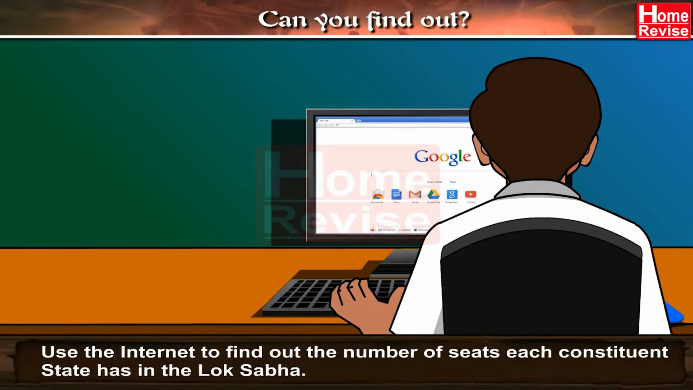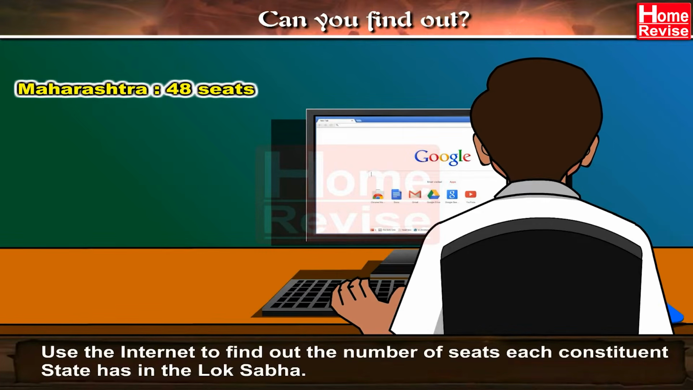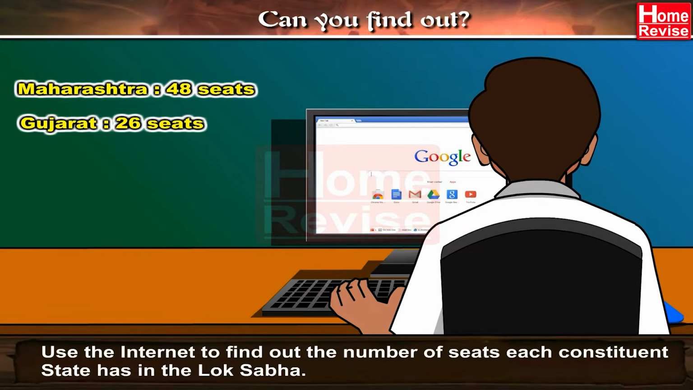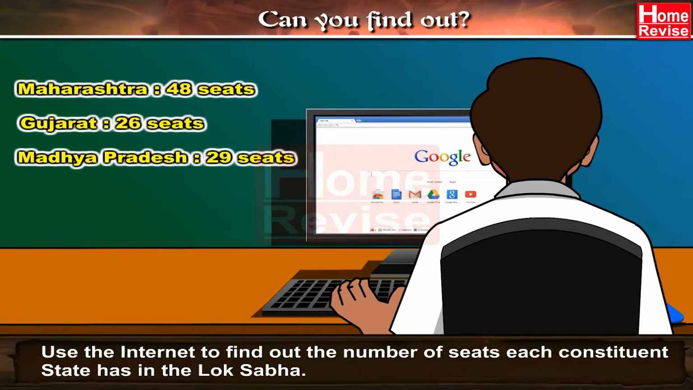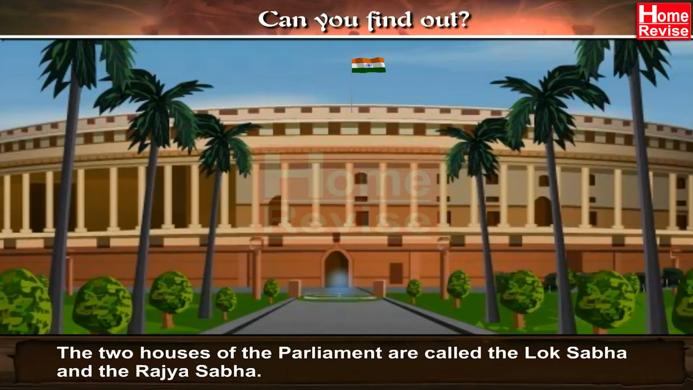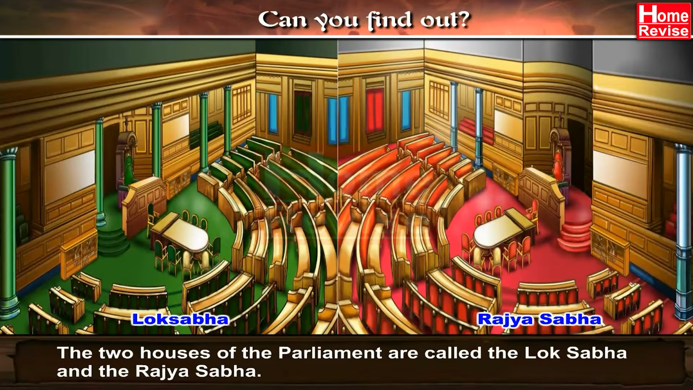For example, Maharashtra, 48 seats. Gujarat, 26 seats. Madhya Pradesh, 29 seats. Goa, 2 seats. The two houses of the Parliament are called the Lok Sabha and the Rajya Sabha. Let's learn more about them.